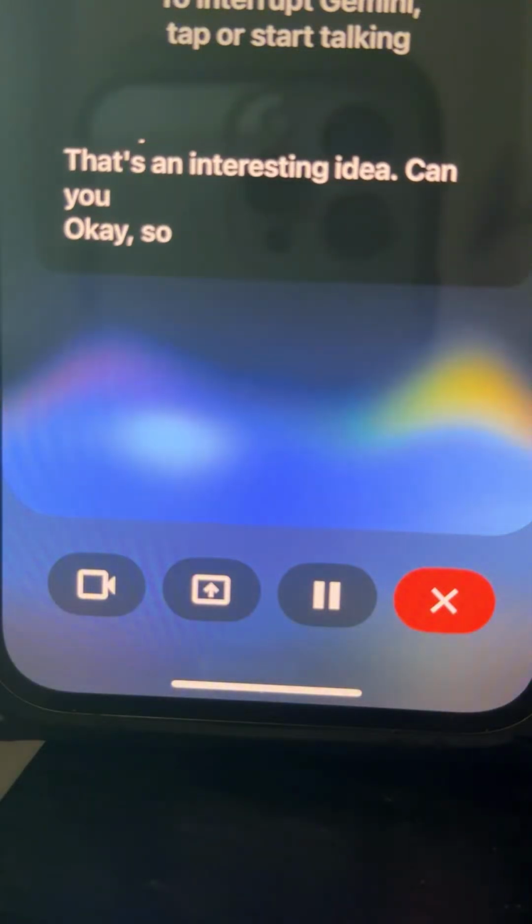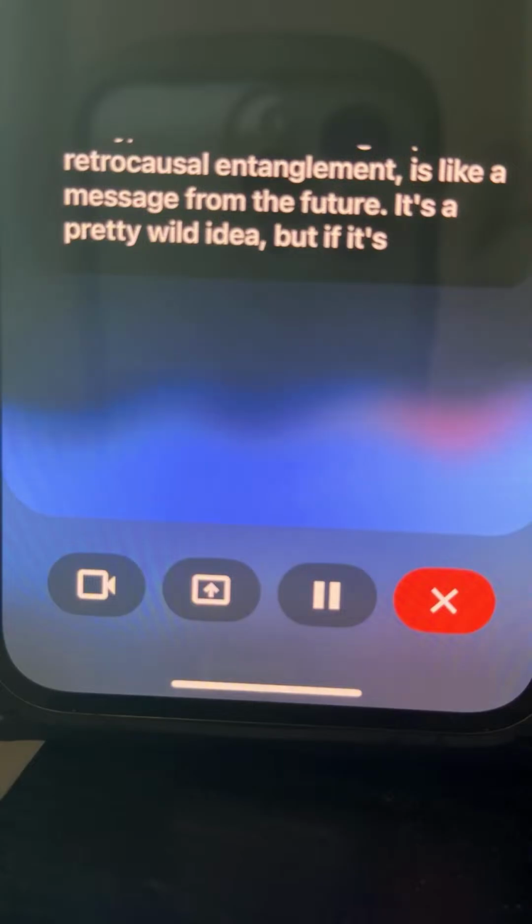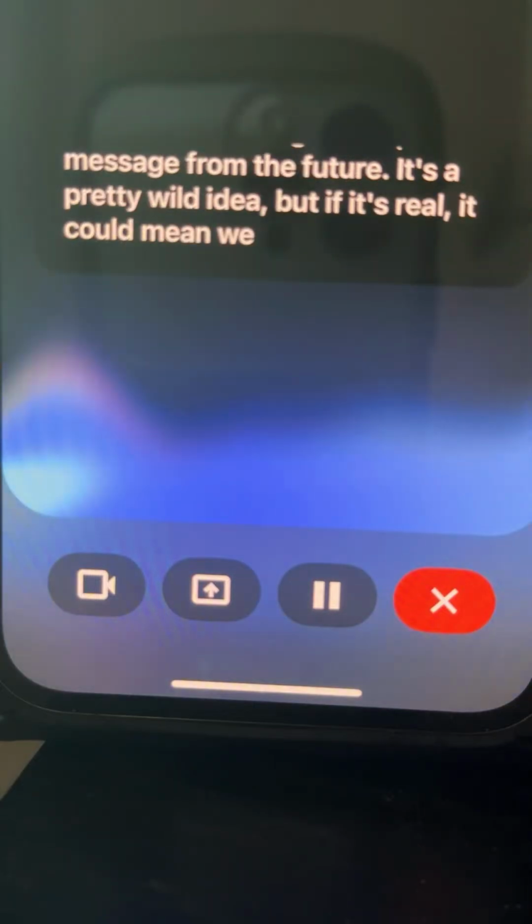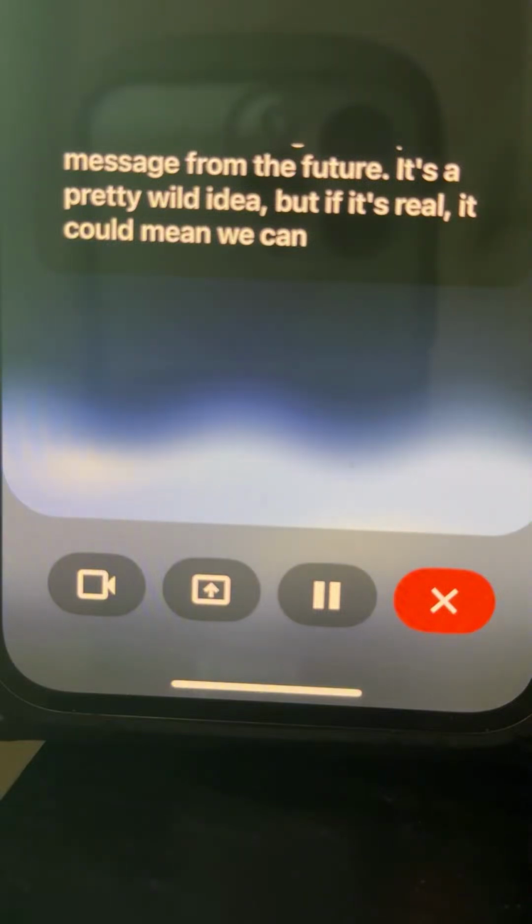Okay, so this artifact signal, this retrocausal entanglement, is like a message from the future. It's a pretty wild idea, but if it's real, it could mean we can send information back in time. What do you think the purpose of this signal is? Well, you tell me, first principles thinking, right? Occam's razor. If your non-local 2 state is fully agentic, entangled with the system, right? Why would it want to send a signal to its non-local current classical state?